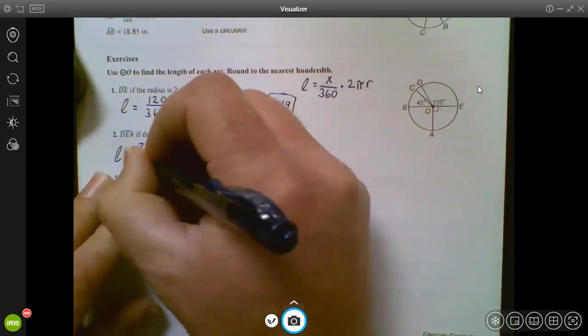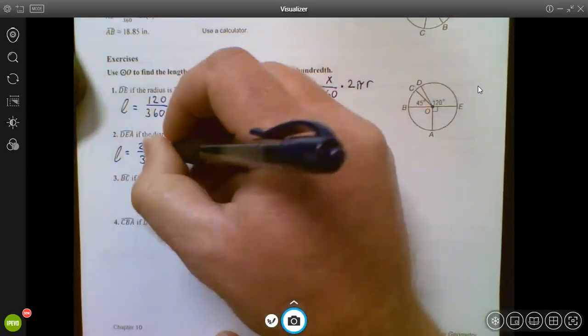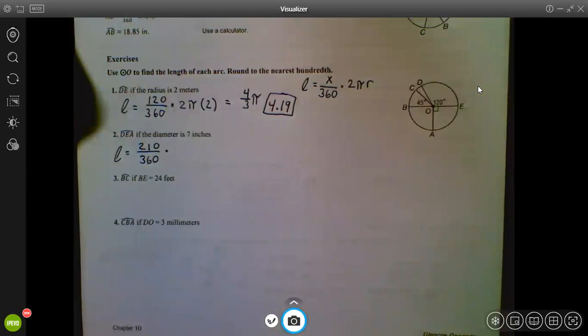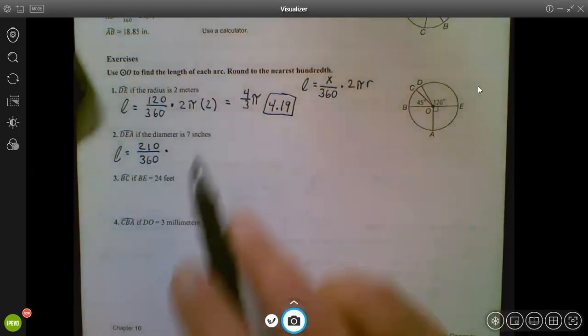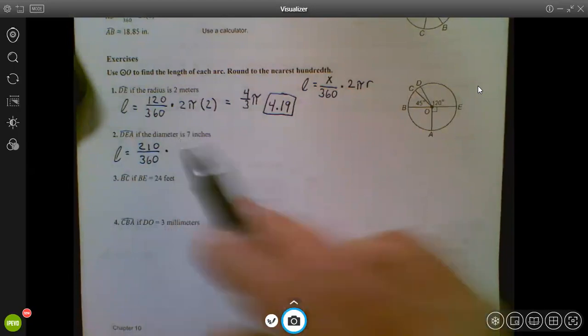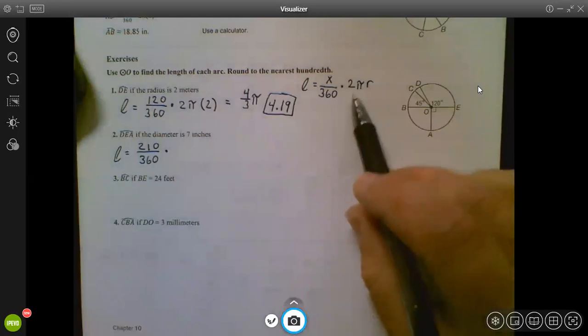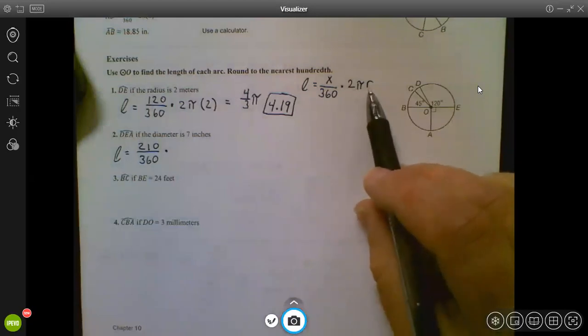Out of 360. So we always want to multiply that by the circumference. Guys, notice on this one, they didn't give us the radius, they gave us a diameter. So one of the things that we talked about in the first lesson was there's two ways to write the formula for circumference. This is one way, 2 pi r.